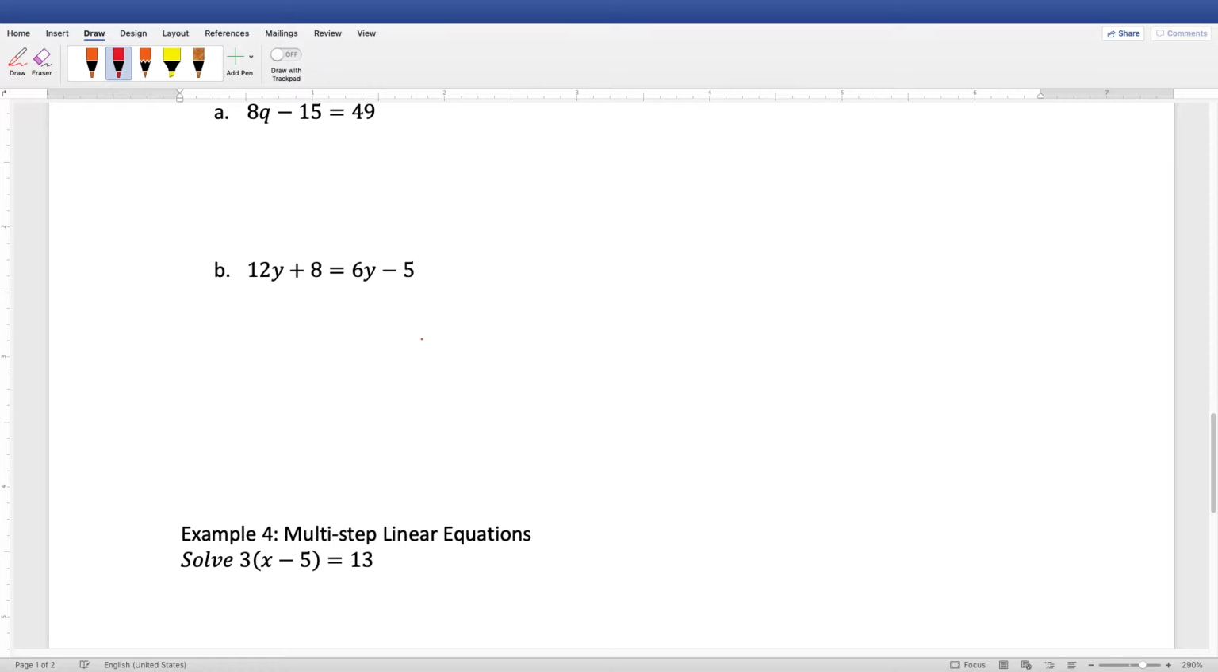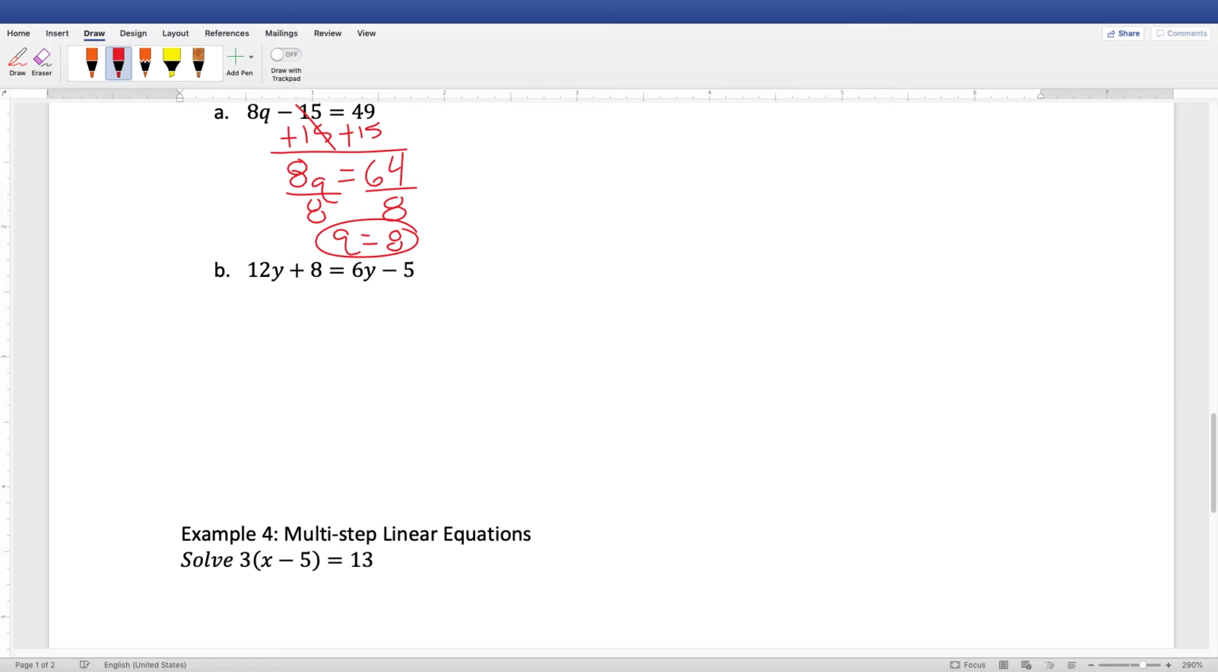So I have 8q minus 15 is equal to 49. Q is on the left side. I want to keep it on the left side, so I'm going to add 15 to both sides. Whatever you do to the right side, you must do to the left side and vice versa. So my 15s cancel, and I'm left with 8q is equal to 64. I want to isolate my q, so I'm going to divide both sides by 8. I get an answer of q is equal to 8.